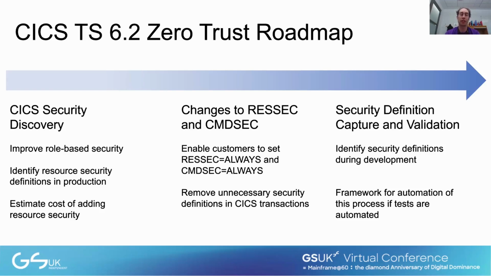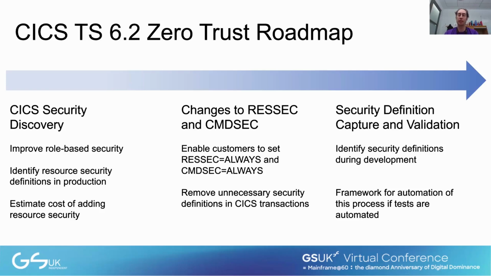We've also made significant changes to ResSec and CommandSec, and we're encouraging you to move to a position where you would code ResSec and CommandSec always in the SIT. So you always want them on, and we've had to make changes for the CICS supplied transactions, and in many cases we've removed unnecessary security definitions. So that's all part of our simplification, taking away definitions that really aren't needed. But there's still some that are required, and we'll go over that shortly.